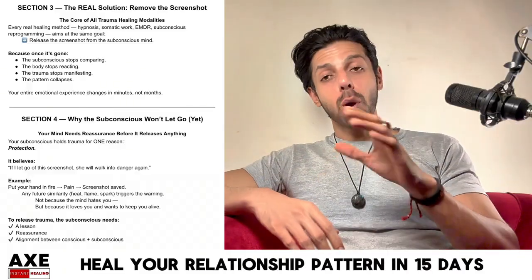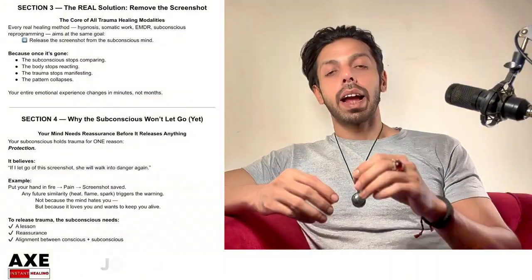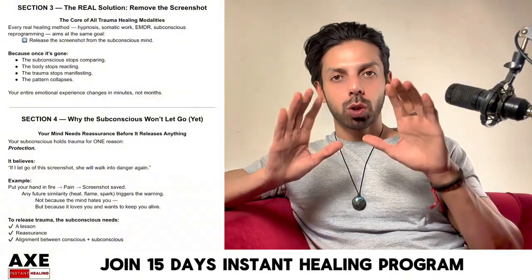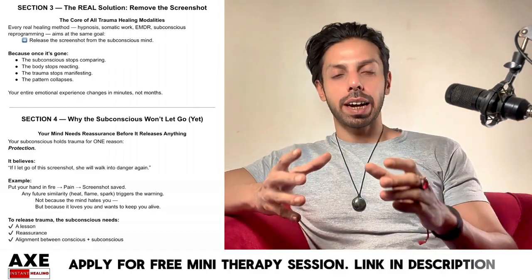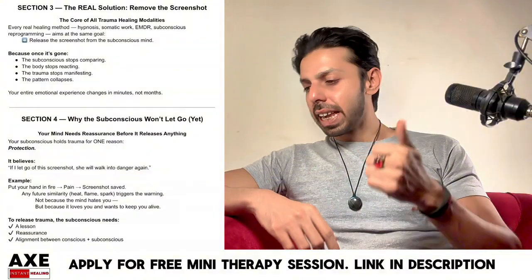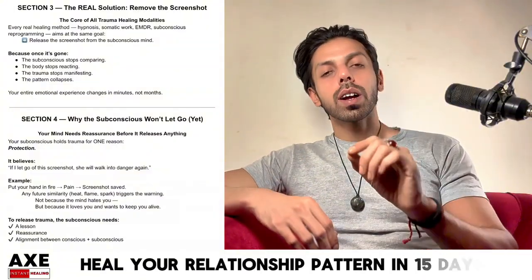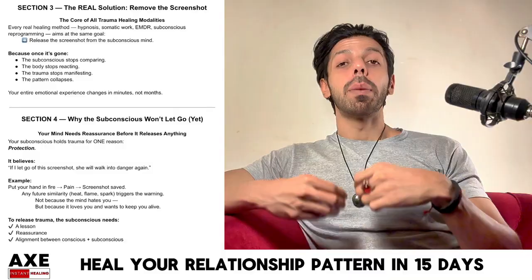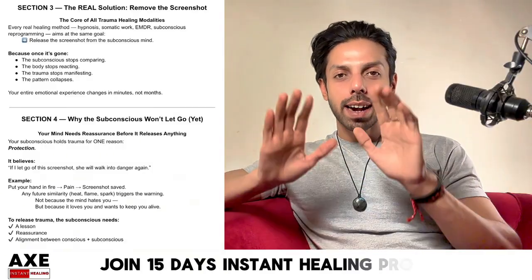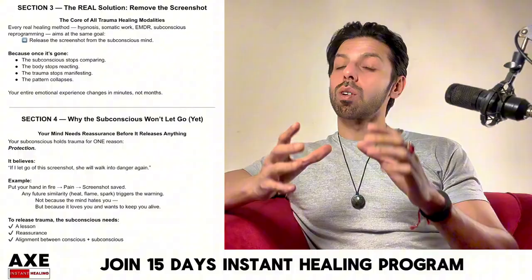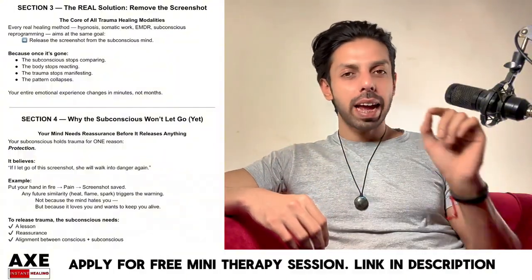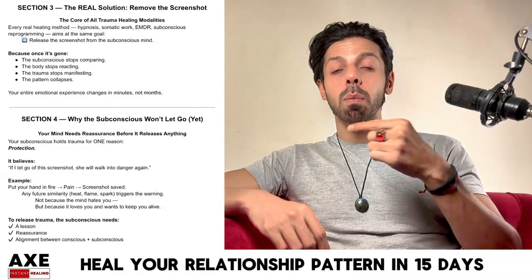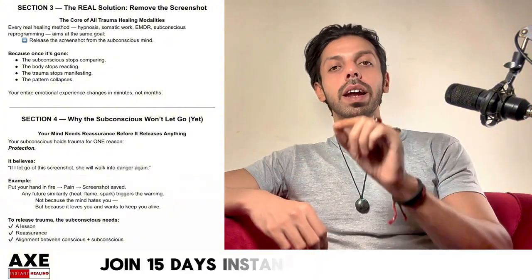Now, for example, if you put your hand in fire, it triggers pain, and that pain leads your subconscious mind to take a screenshot. It saves the screenshot, and any future similarity with this screenshot in the form of heat, flame, or spark will trigger the warning once again, and it will bring back the emotional intensity within that screenshot when you felt the burn for the first time. And that is how your subconscious mind functions. It compares your reality to the screenshot, and if it finds any kind of similarity, it triggers the same emotional pain or physical pain that you felt in that traumatic moment.